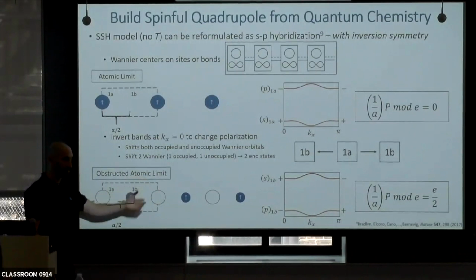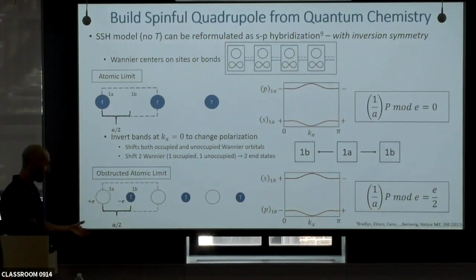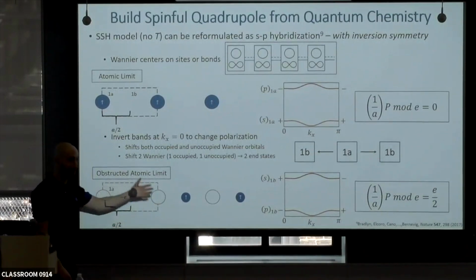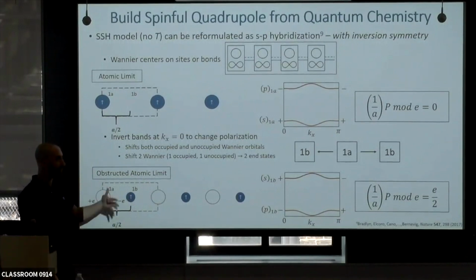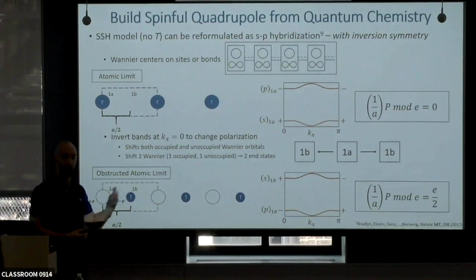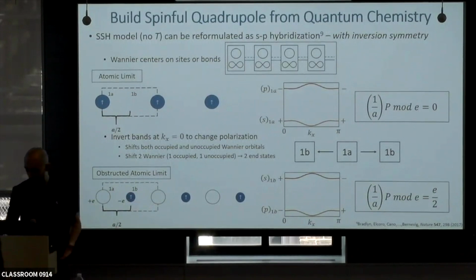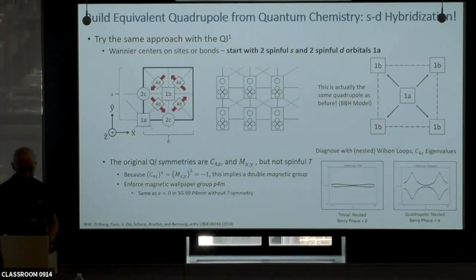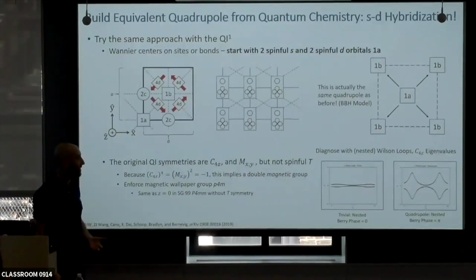And then if I calculate the polarization per unit cell, I get an e/2 dipole moment. So these two phases are distinguished by their multipole moment, and they're topologically distinct, though they're trivial in some sense, because they don't have winding, and they're inherently binarizable. And so the idea is to try and play the same game in 2D.